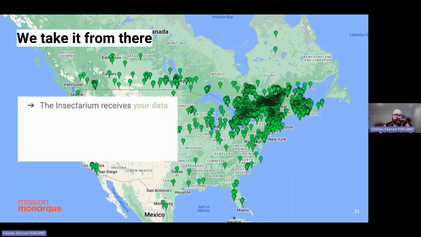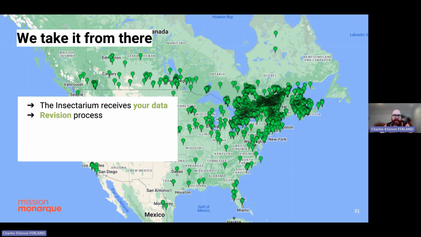After that, we take it from there. The Insectarium receives your data. There's a revision process. And actually, this map isn't quite the latest version because there are 2 points that were in northern Quebec that were actually not valid, so please ignore those.